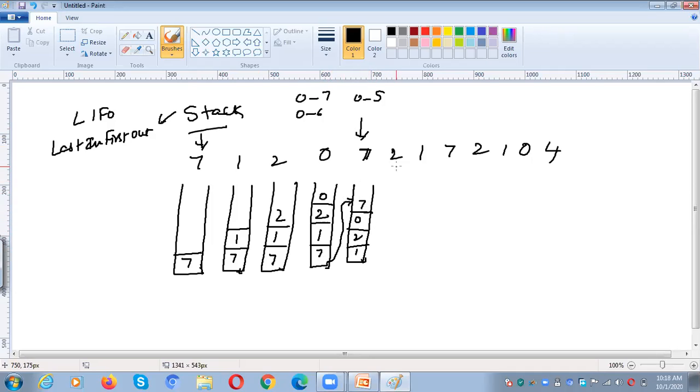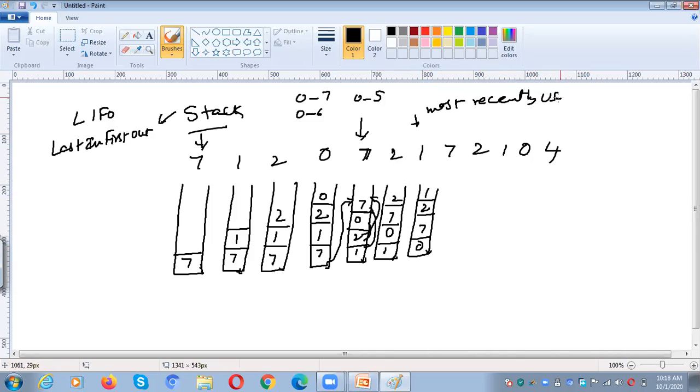Yes, ma'am. Again 2. Whenever 2 came into the picture, automatically 1, 0, 7 will be shifted here, and then 2 will be moved to the top position. Again 1. So whenever 1 came into the picture, automatically 0, 7, 2, 1. So obviously what happened? The most recently used page is on top. Are you got my point?